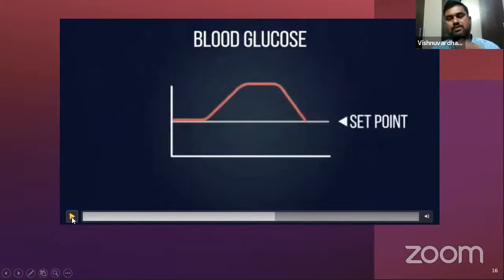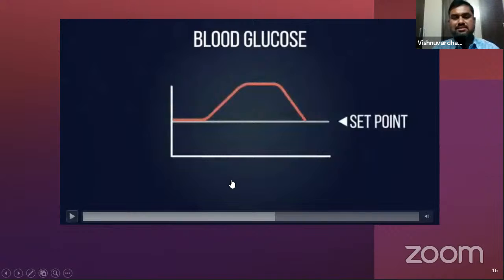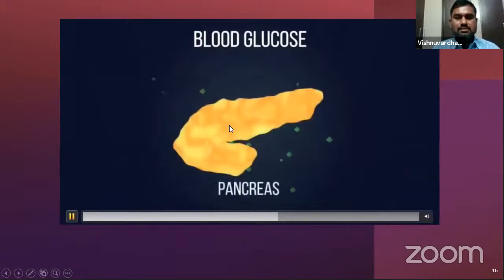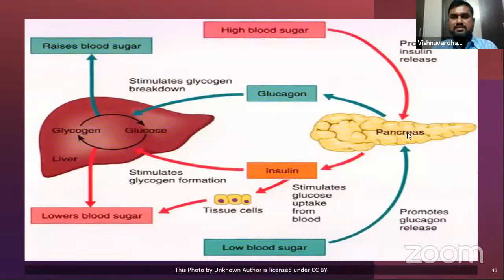So the blood glucose level will be decreased. So blood glucose levels reach the set point. Then this is detected by receptor cells. Okay. When the pancreas detects high blood sugar levels, it promotes insulin release. This insulin changes glucose to glycogen and stores it in tissue cells. This mechanism lowers the blood sugar level.